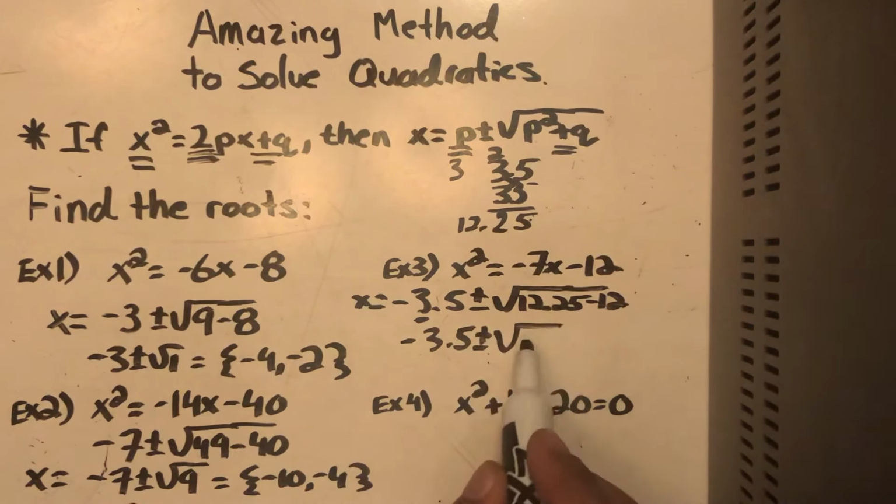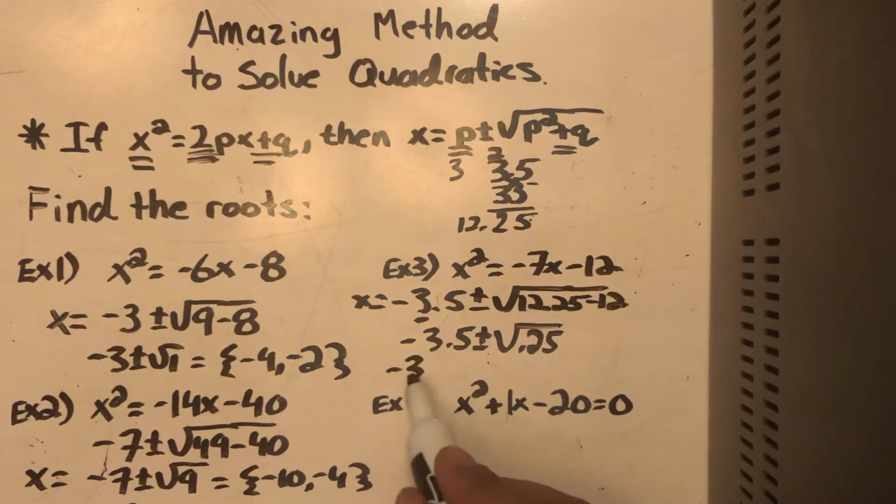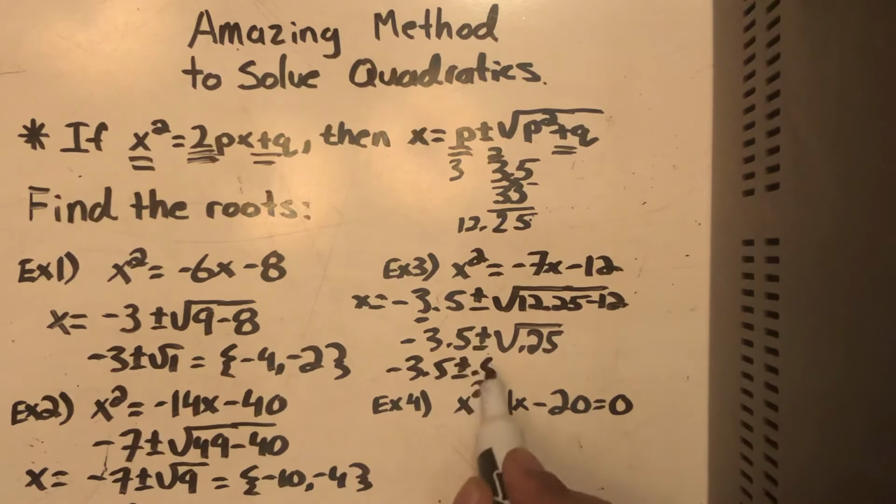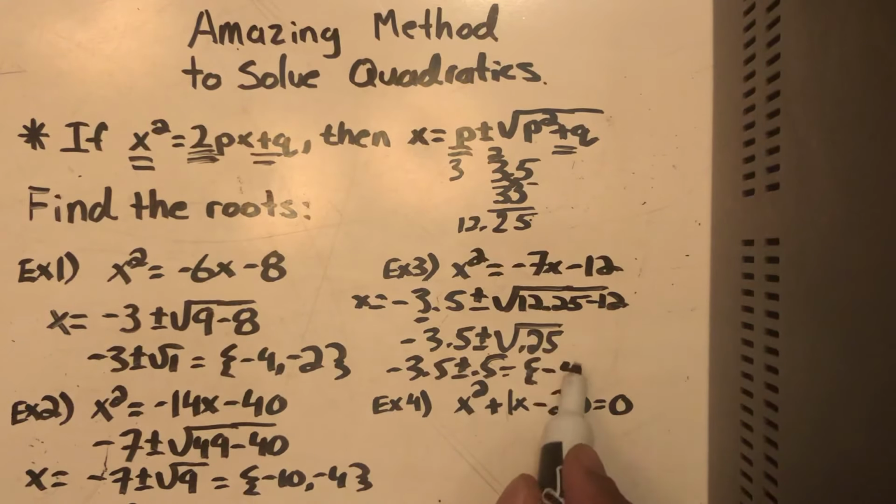This is just 0.25. Now, if you think about it, it's not that bad. 0.5 times 0.5 is 0.25. So this has to be -3.5 plus or minus 0.5. So I get -4 and -3. Okay? Let's move on to example 4 now.